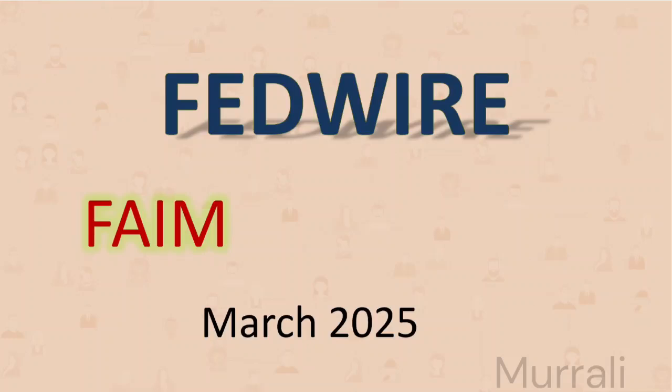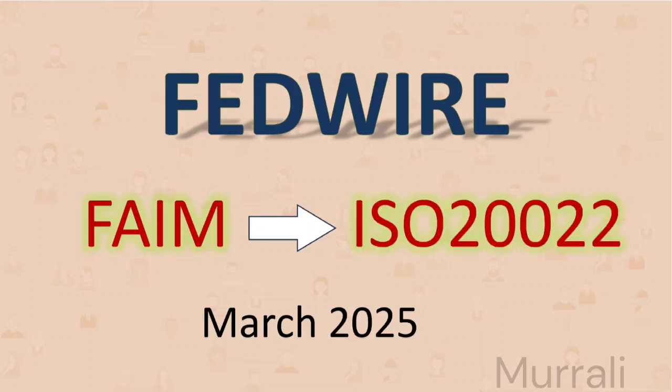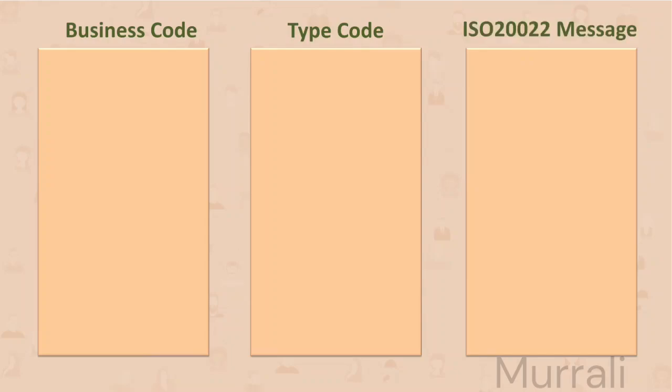But as of March 2025, the Fedwire is taking a big bang approach to migrate to ISO20022 format messages. In the current messages, Fedwire uses codes to differentiate various payment types like customer payment, bank payment, or payment return. Now let's see how these code-based proprietary messages are replaced with ISO20022 standard messages.